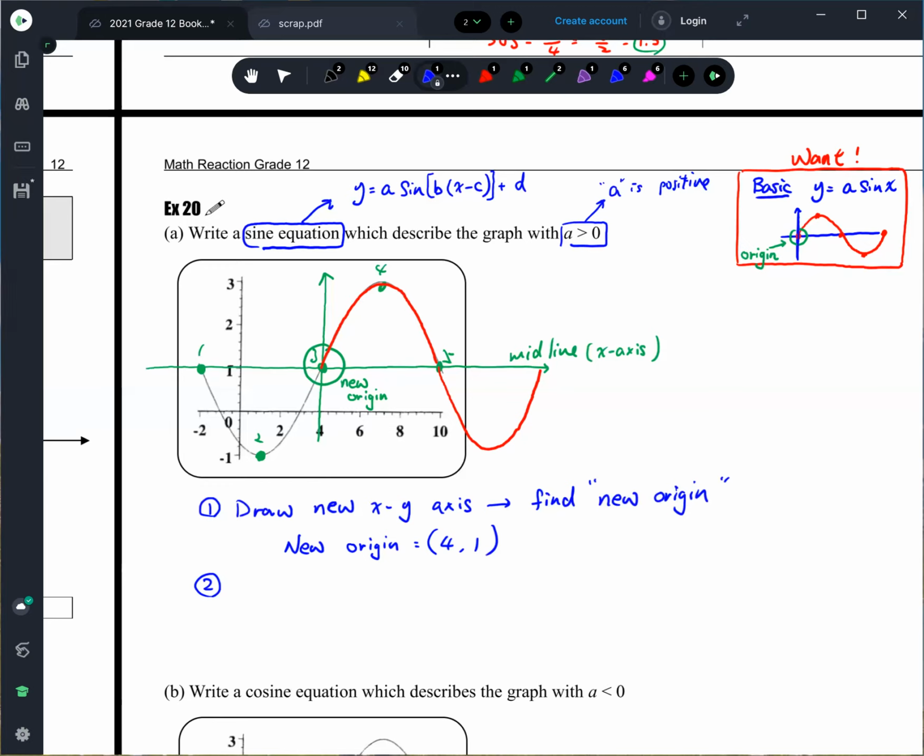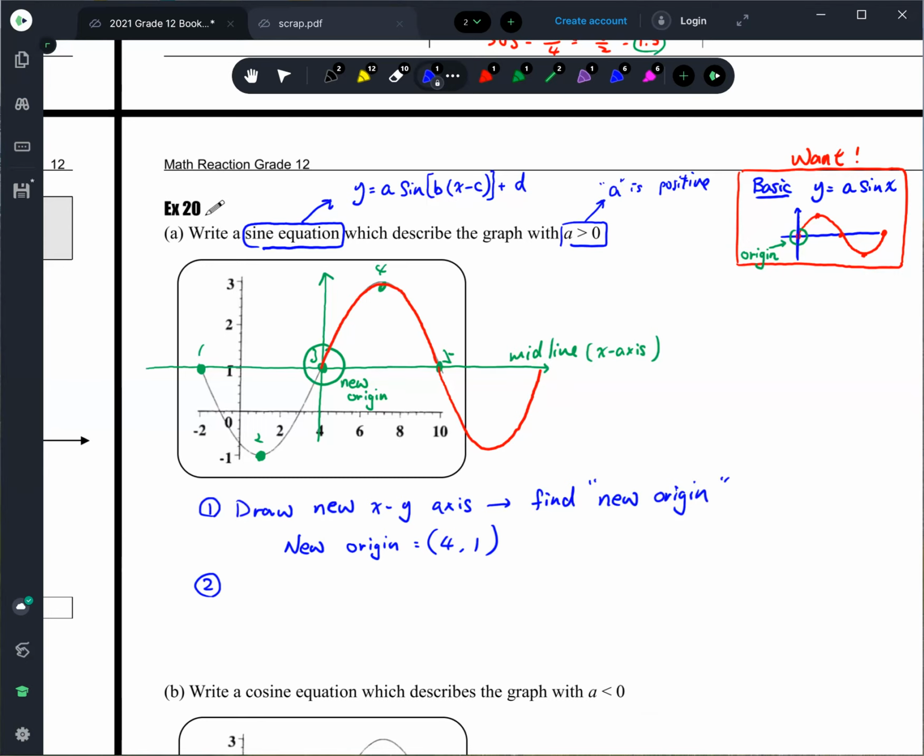So now the next part is to find out the story, to figure out what story we can tell from this graph. So we'll start with the amplitude. Well, the reflection first. Of course, this one has no reflection. The question wants A to be positive, so no reflections. So we move on to A, the value for amplitude.